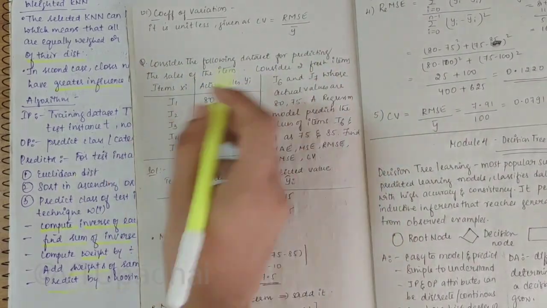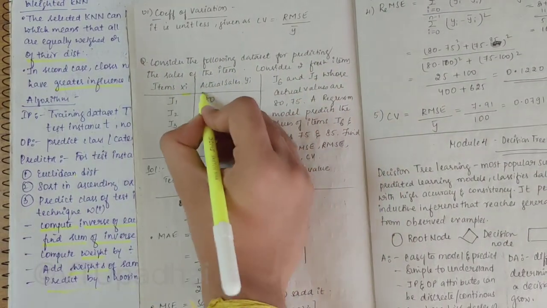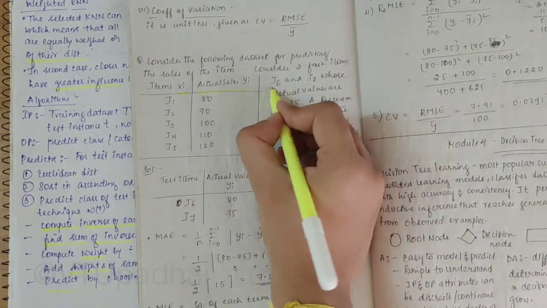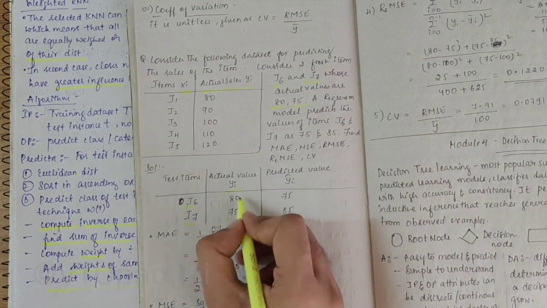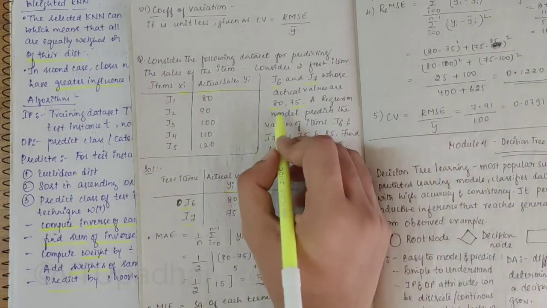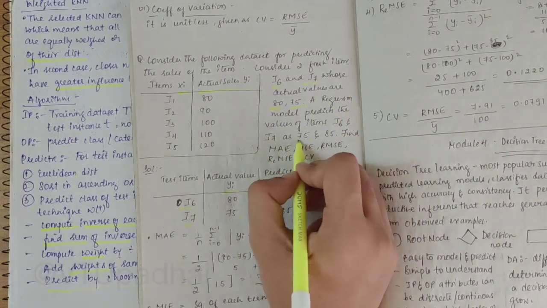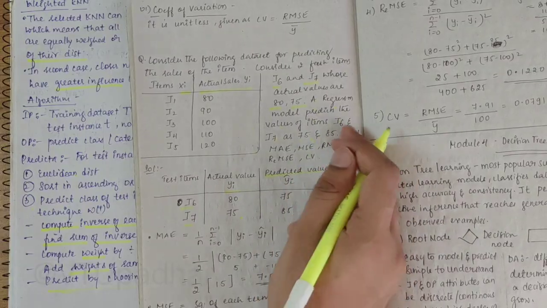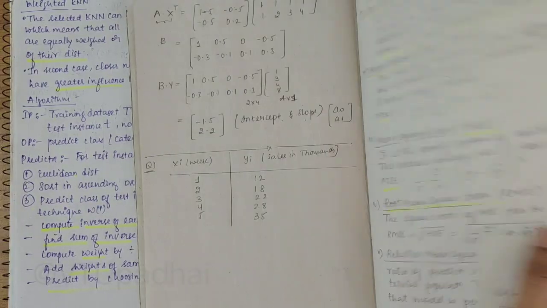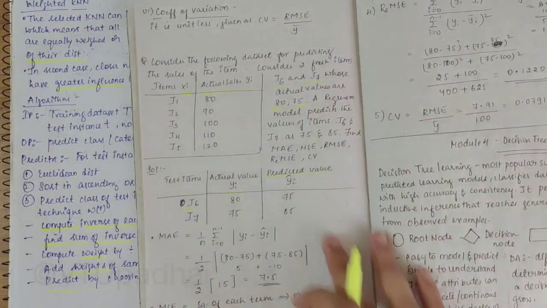The following data set is given. So these are the items. Actual values are given here. Now for I6 and I7, actual values are 80 and 75. A regression model predicts values of I6 and I7 to be 75 and 85. So the predicted values are 75 and 85. So we need to find all the errors. We have 5-6 errors here, right? We need to find all the errors.